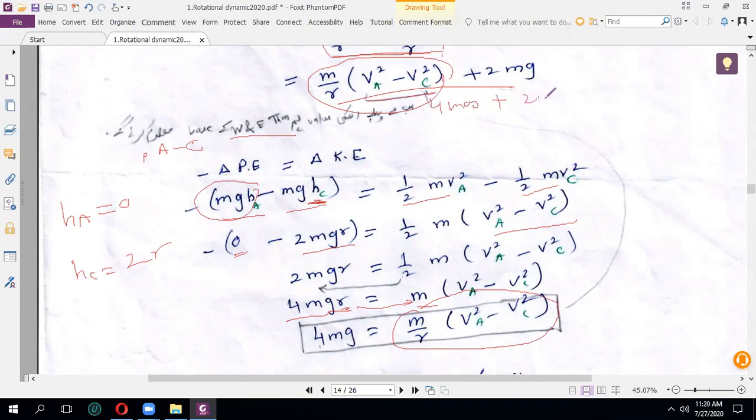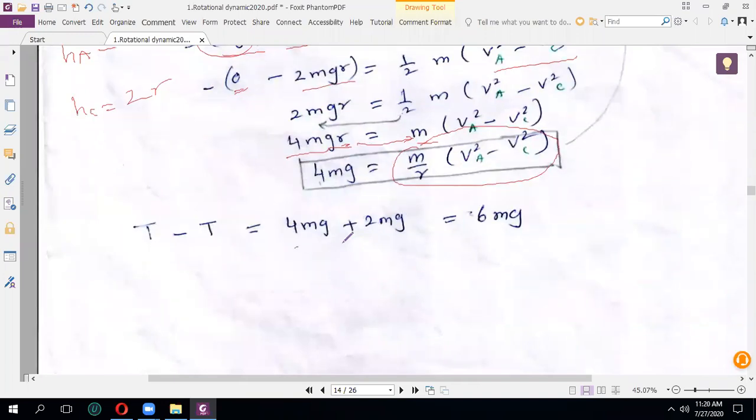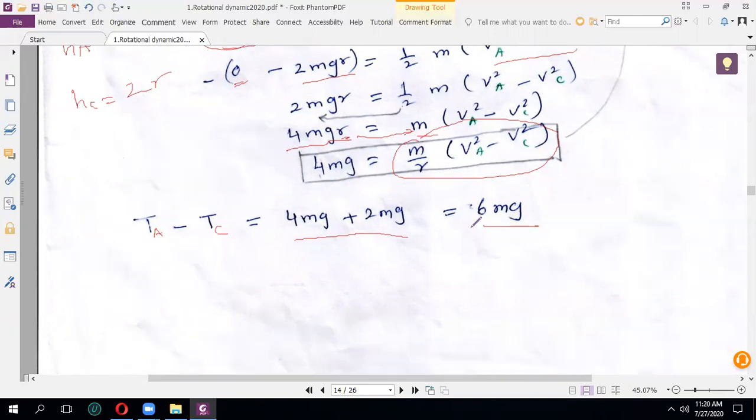So 4 mg plus 2 mg, what are we getting? 4 mg plus 2 mg, 6 mg. So the difference between the two tensions is 6 mg. I hope you understand how we are calculating the difference between the highest and lowest tension.